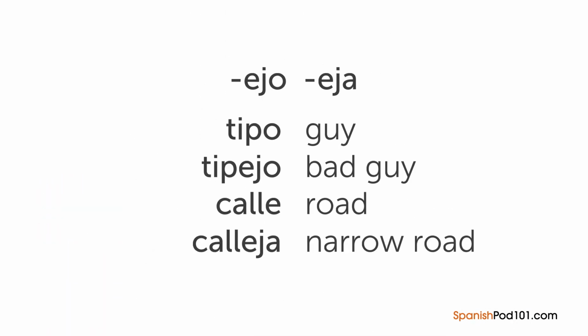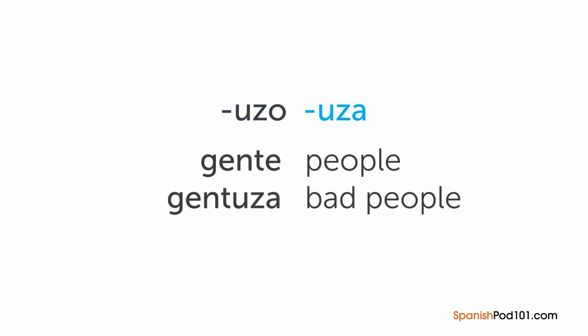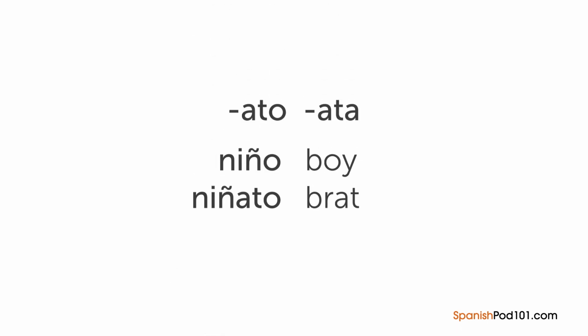Here we have other less common pejorative suffixes, like ejo or eja, changing tipo, meaning guy, to tipejo, bad guy, calle, meaning road, to calleja, narrow road, or uzo or uza, from gente, meaning people, we get gentuza, bad people. All of these examples are used pejoratively. Lastly is ato or ata. You could use this for the word niño, boy, and get niñato, brat.